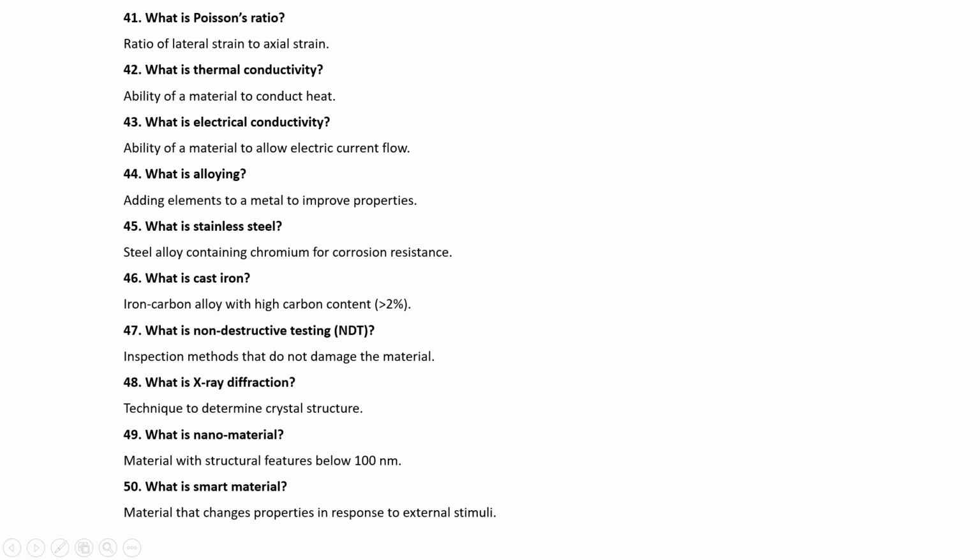44. What is alloying? Adding elements to a metal to improve properties. 45. What is stainless steel? Steel alloy containing chromium for corrosion resistance. 46. What is cast iron? Iron carbon alloy with high carbon content greater than 2%.